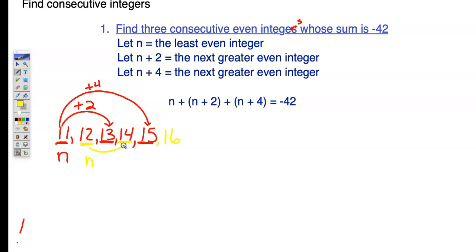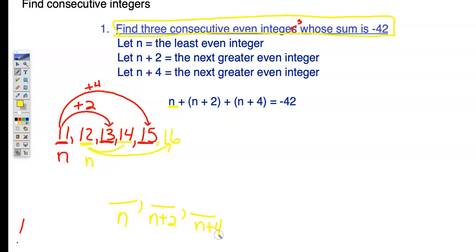This would be 2 more than that. This would be 4 more than that. So that shows us this: whether you have consecutive even or odd numbers, the first one is n. And on this particular problem, we're finding 3 consecutive even integers whose sum is negative 42. So 3 consecutive evens. The first one would be n, the second one would be n plus 2, and our third one would be n plus 4.